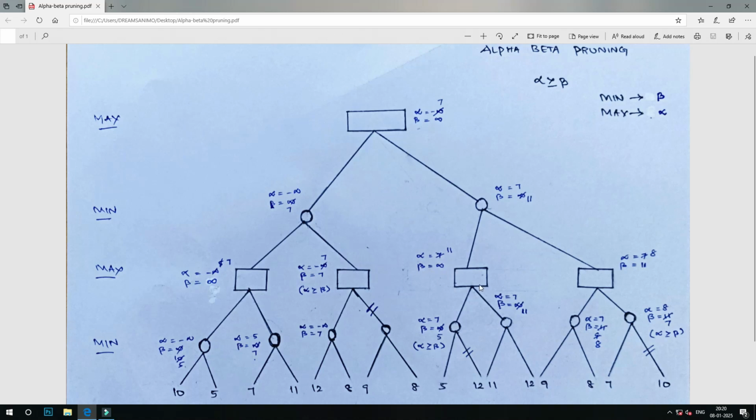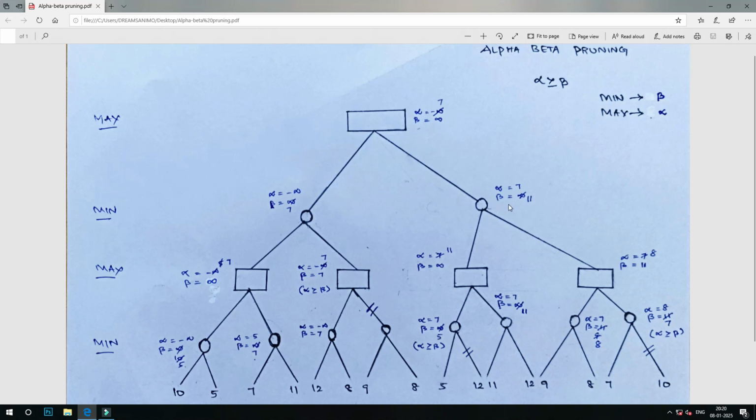The value should come over here, alpha equal to 7 and beta equal to infinity, and we have to check now whether 11 is small or infinity is small. 11 is small, so we put 11 instead of infinity, and then we go for checking the 12 value. So 12 is small or 11 is small? 11 is small, so the 11 value should be retained over here, and then we go to alpha. Check whether 7 is big or 11 is big. 11 is big, right? Maximum. So we put alpha value equal to 11, beta value equal to infinity, and then it goes upwards again.